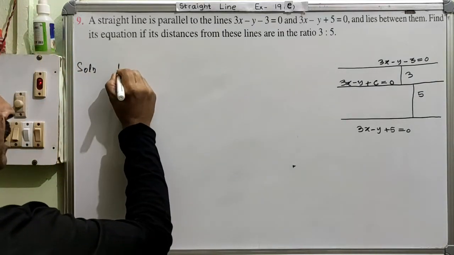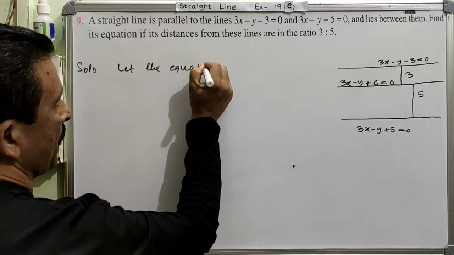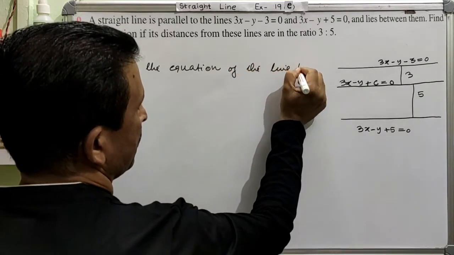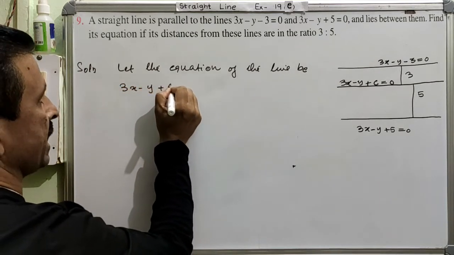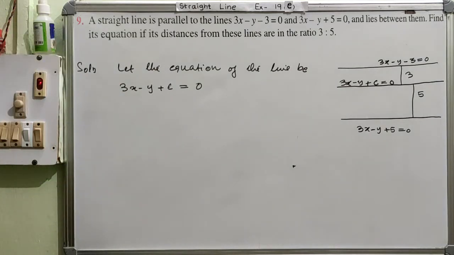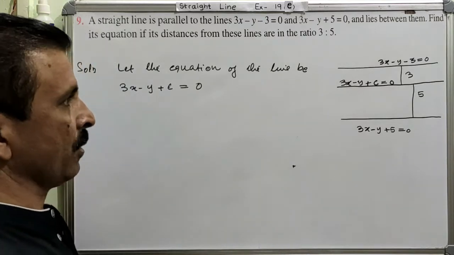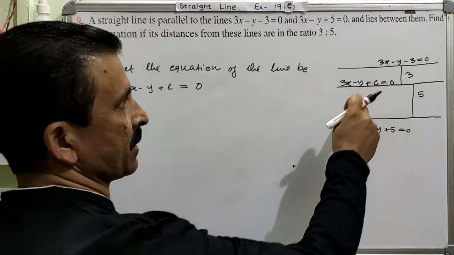So let us assume, let the equation of the line be 3x minus y plus c is equal to 0. Right? Now what we do is we will find out the value of c. We'll find the value of c first of all.